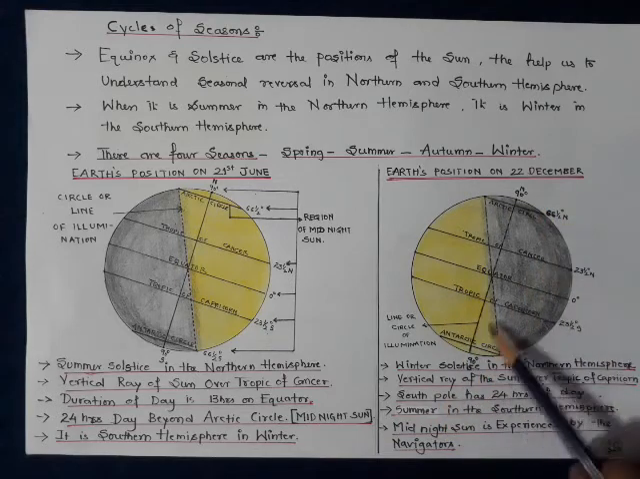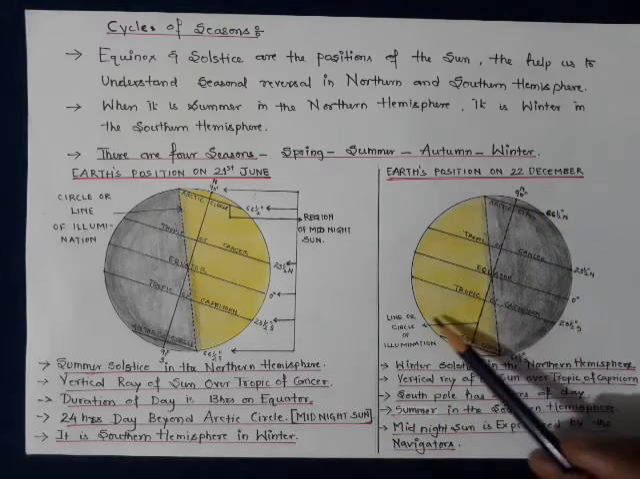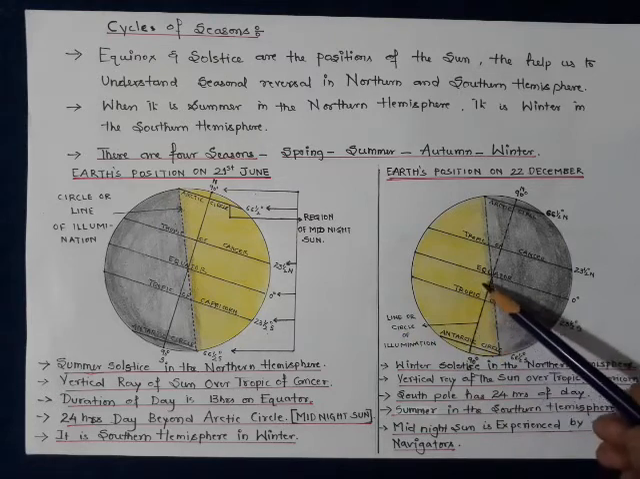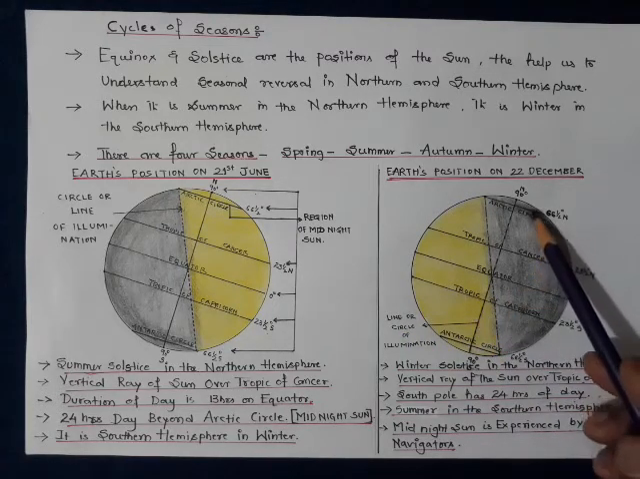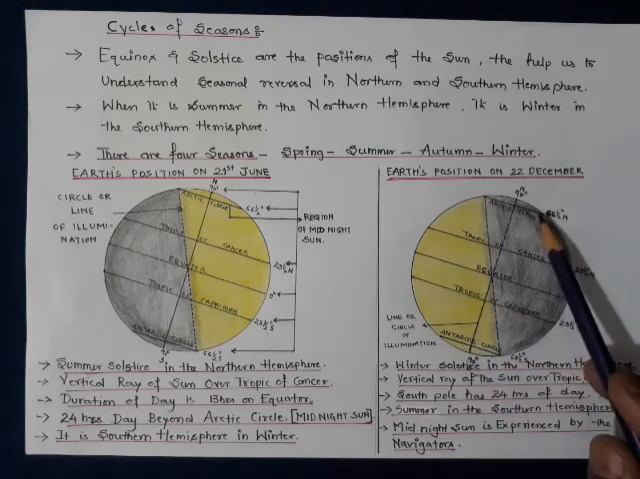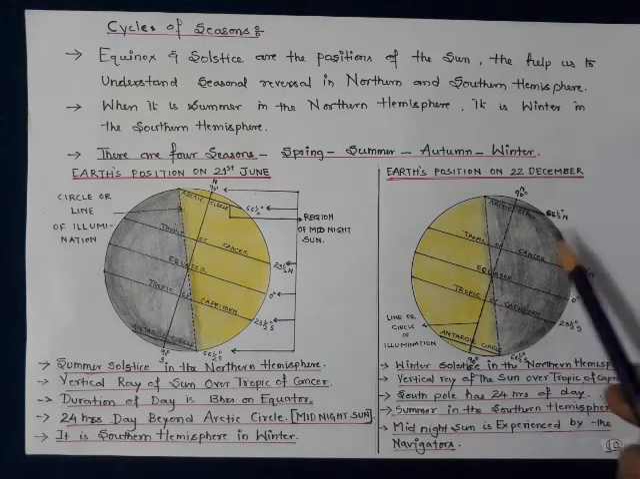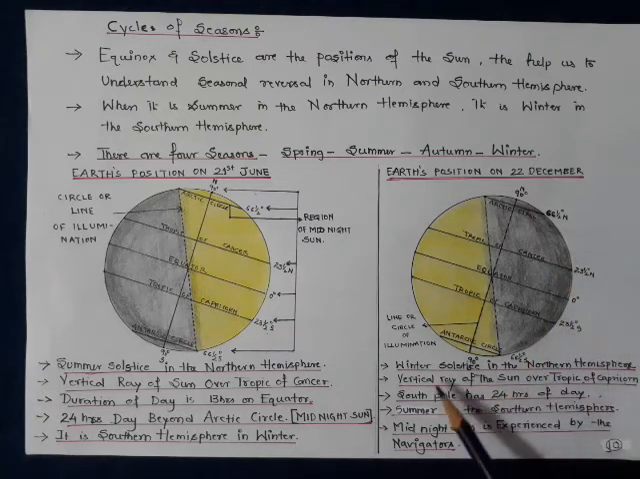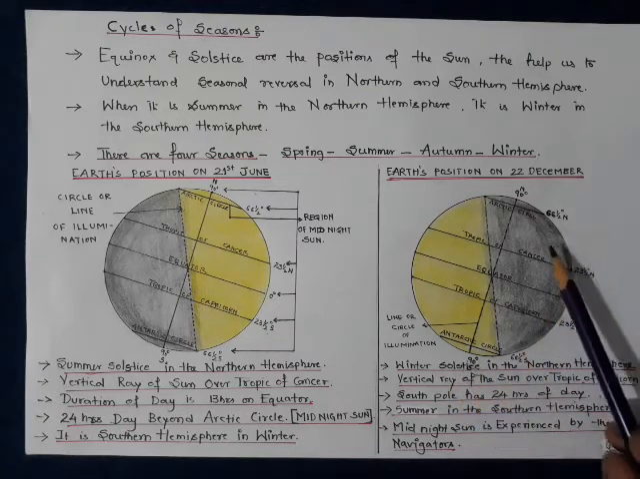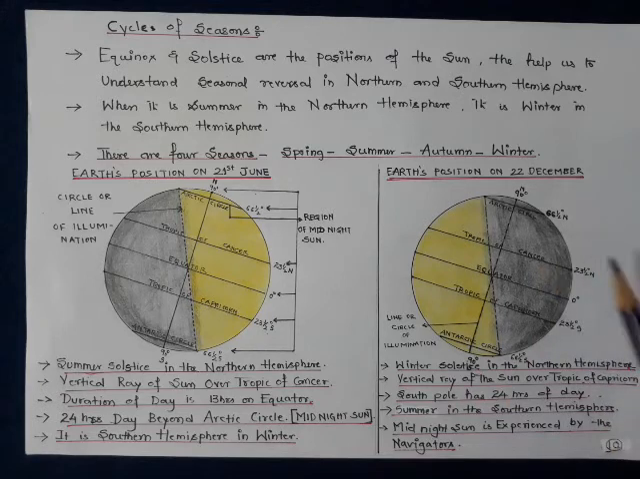The earth's position on 22nd December. You can see that the south pole is vertical towards the sun. So the southern hemisphere is experiencing summer, whereas the north pole is away from the direct rays of the sun. So hence it is winter in the northern hemisphere. So this positioning of the earth is known as the winter solstice. Why? Because in the northern hemisphere it is winter.